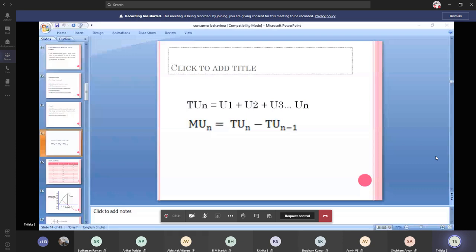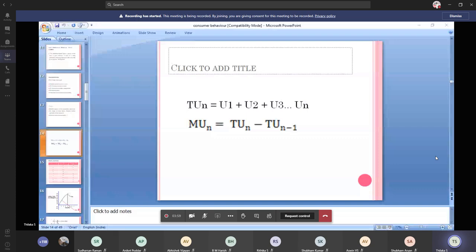So total utility is the total satisfaction which a consumer receives from all the products he bought. For example, if he bought 10 units of a commodity, it means the satisfaction which a consumer received from all the 10 units added together gives the total utility.